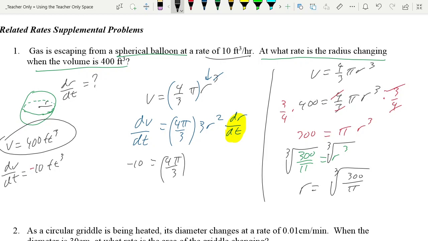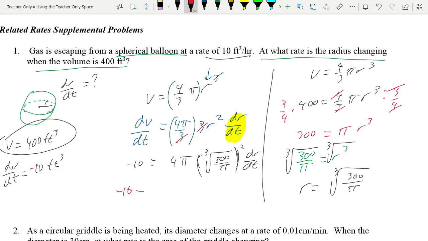Oh, and actually, though, we have a nice little division here, right? We got the 3 and the 3 that can divide, makes that a little cleaner. So now it's not even that hard. Now it's only 4 pi times my radius, which is the cubed root of 300 divided by pi, this whole thing squared, times dr/dt.